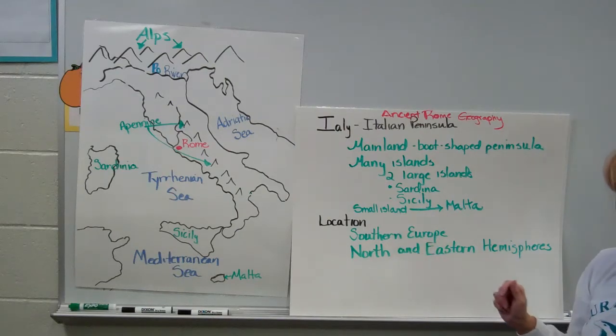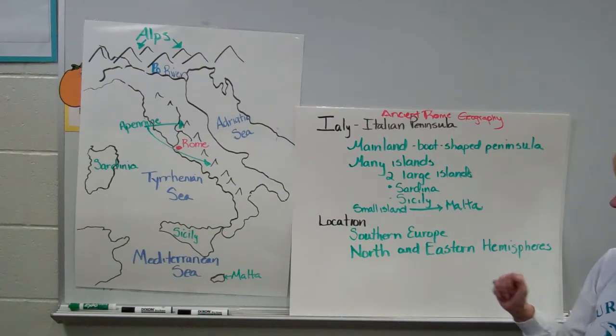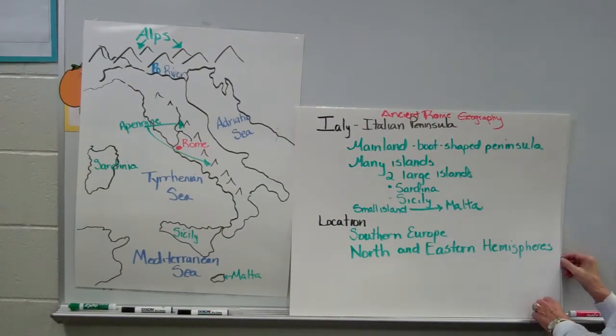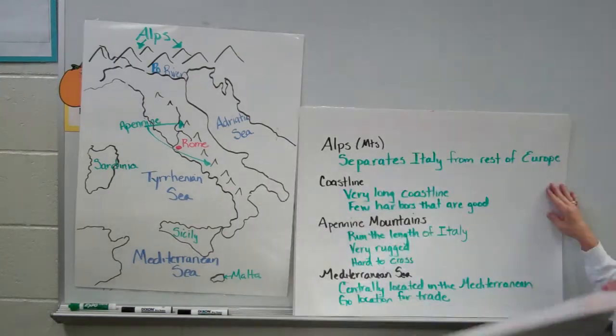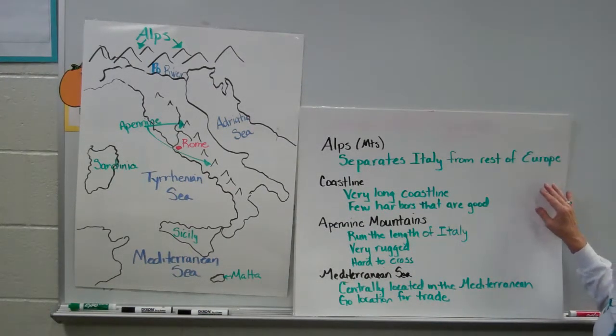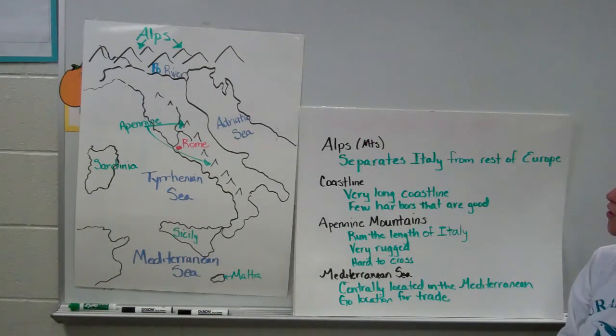The location again is in southern Europe. It is connected to the European mainland, and it's found in two hemispheres, the northern and the eastern. Again, we'll look at the Alps, which are very tall mountains, and they separate Italy from the rest of Europe.